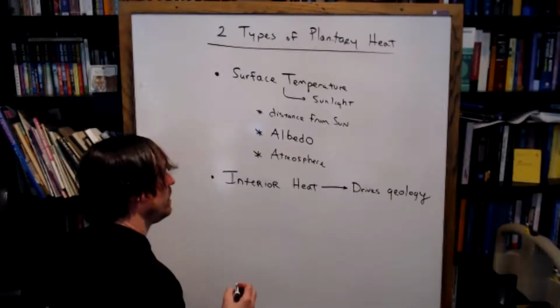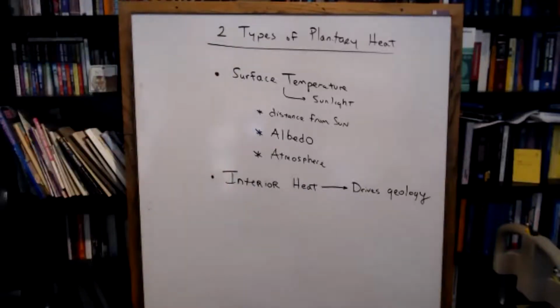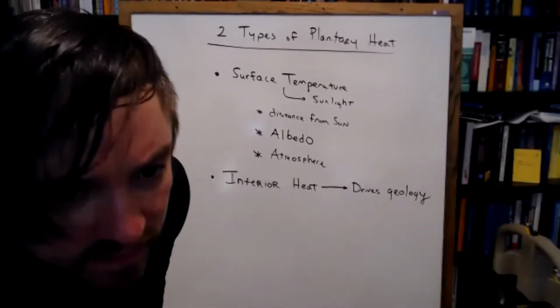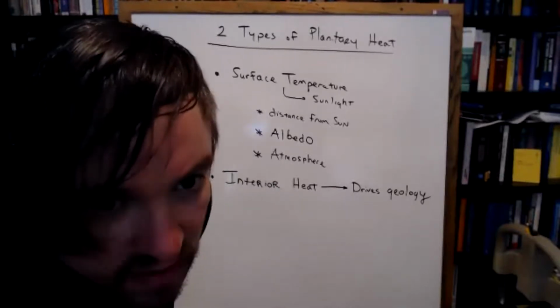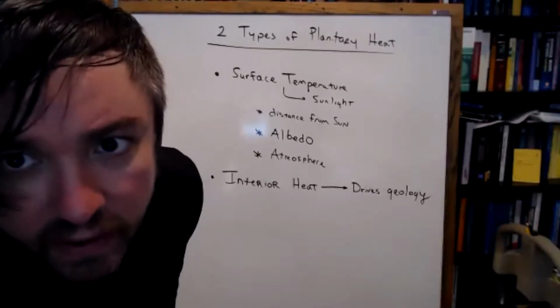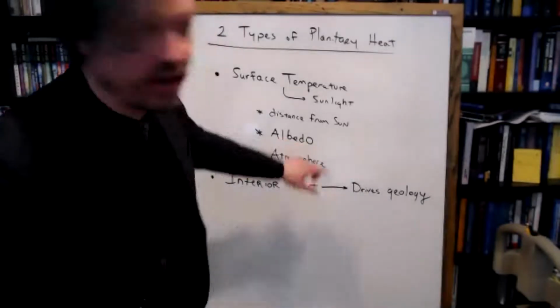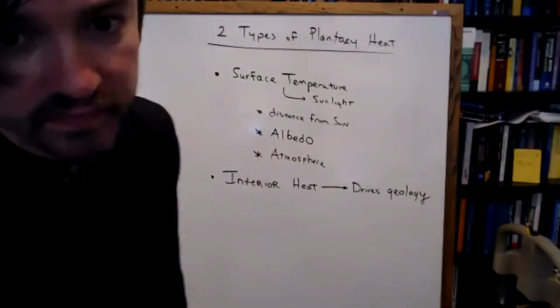What does the second asterisk say above atmosphere? Albedo. It looks like albedo. Let me turn on my screen flip mirroring so that I can read what you guys are reading. Mirror my video. There we go. So it's A-L-B-E-D-O, albedo.